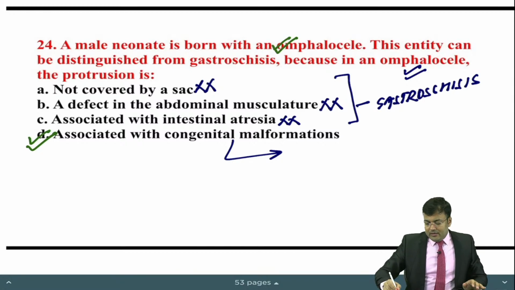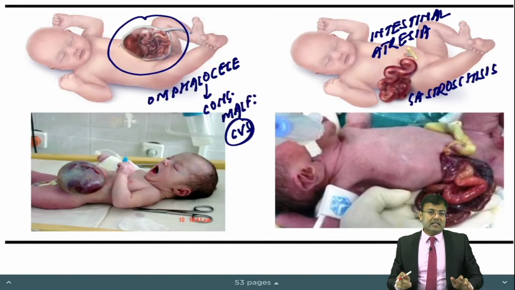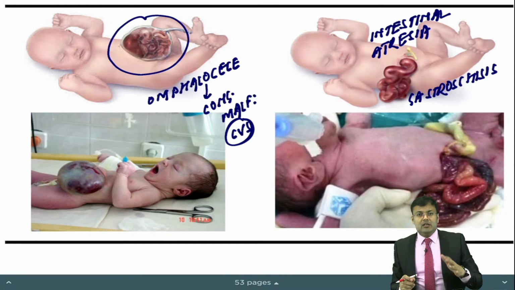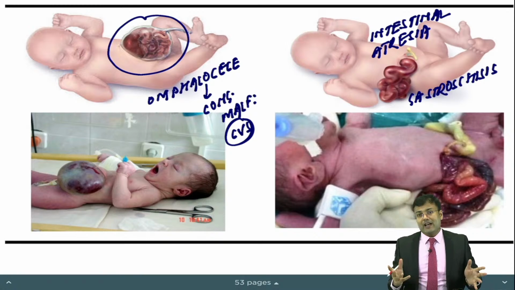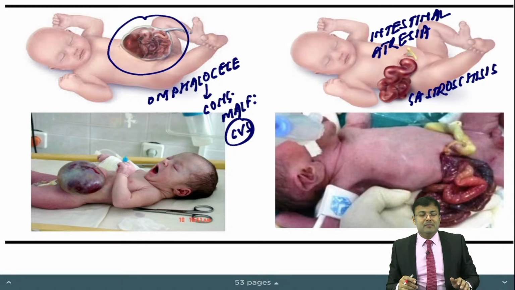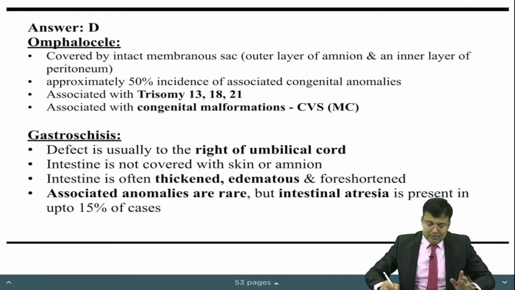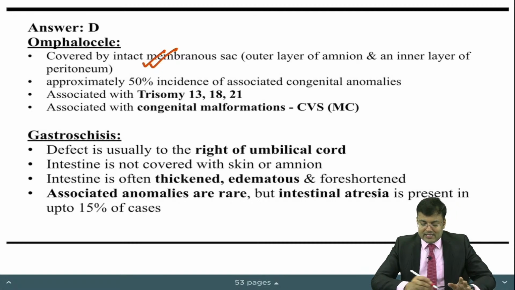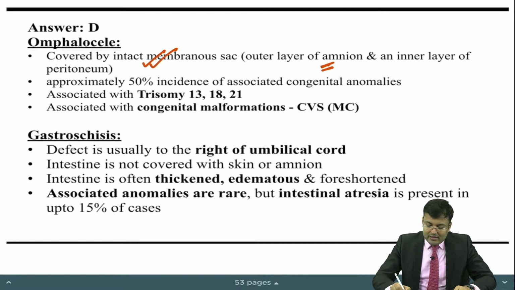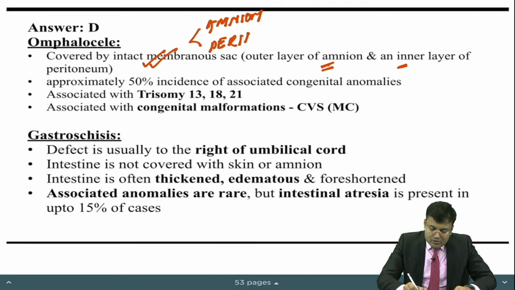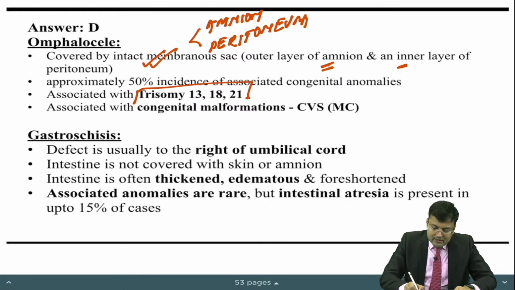And see, this is an image based question which is asked almost every year. Either you get an image based question related to omphalocele, or you get one related to gastroschisis, almost every year. So, what are the important points? We discussed there is an intact membrane or sac, the outer layer is amnion and the inner layer is peritoneum. It is associated with trisomy 18, 13, 21.